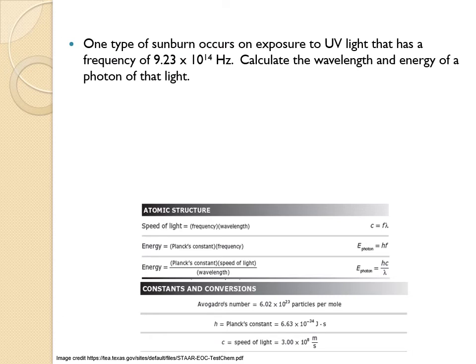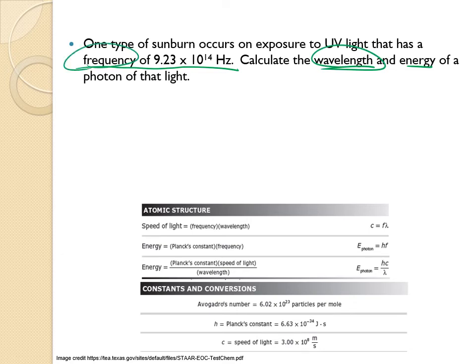Let's do one more problem. One type of sunburn occurs on exposure to UV light that has a frequency of 9.23 times 10 to the 14th hertz. We're going to calculate the wavelength and the energy of that photon of UV light. Good. We're going to start with frequency and wavelength.